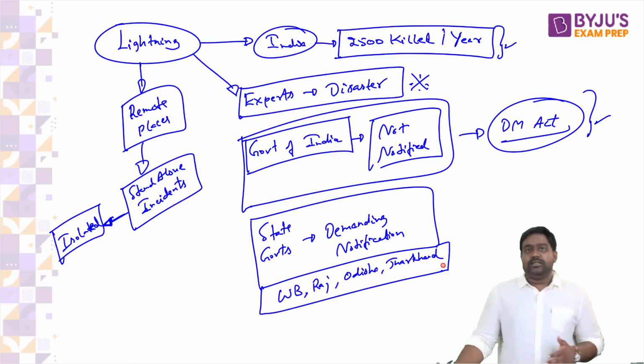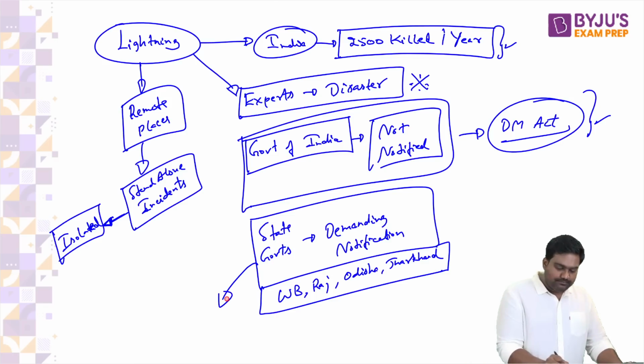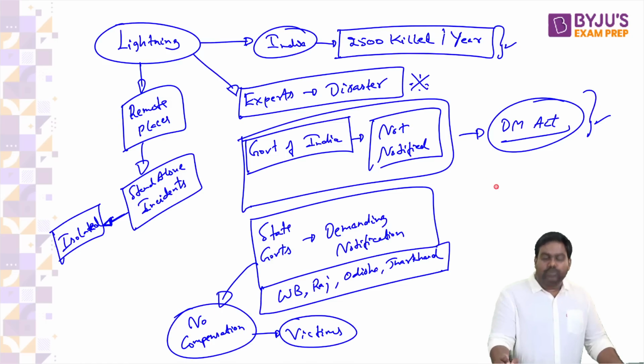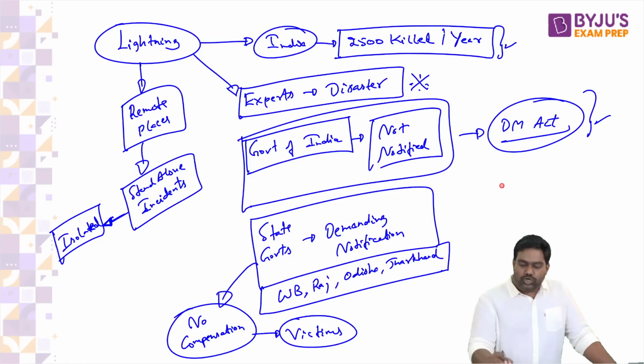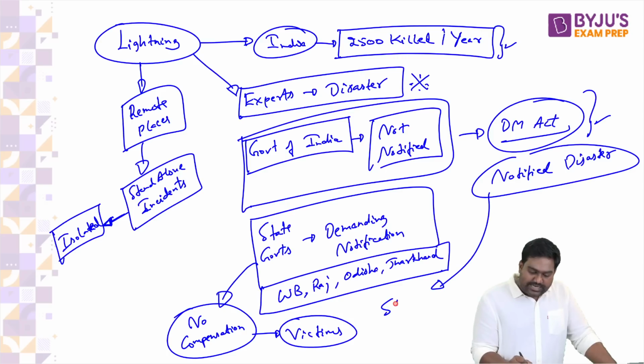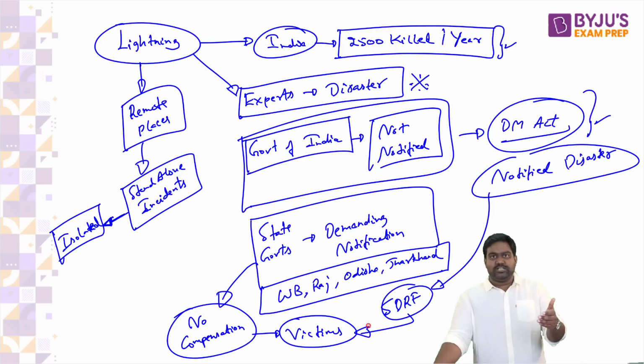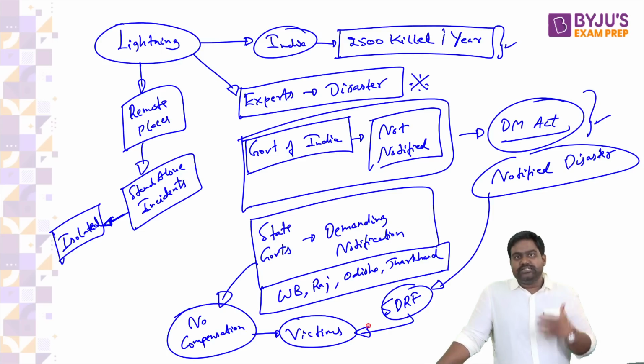Now, state governments are not able to compensate the victims. They are not able to provide compensation to the victims because it is not a notified disaster. If it's not a notified disaster, funds cannot be drawn from the state disaster response fund to compensate the victims. Remember, I told you we have a dedicated fund for disaster response. We have National Disaster Response Fund and State Disaster Response Fund.